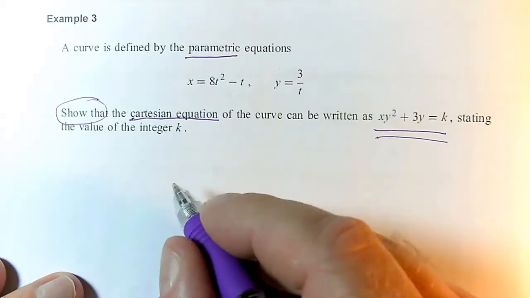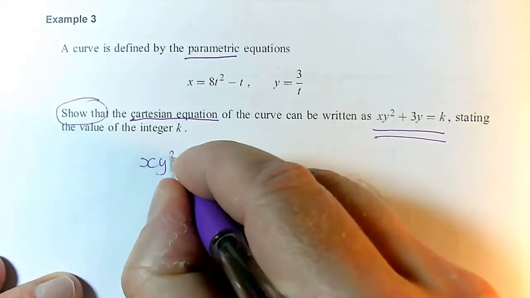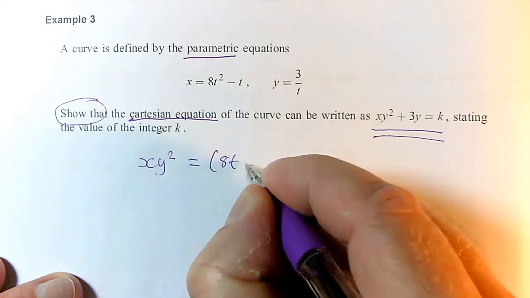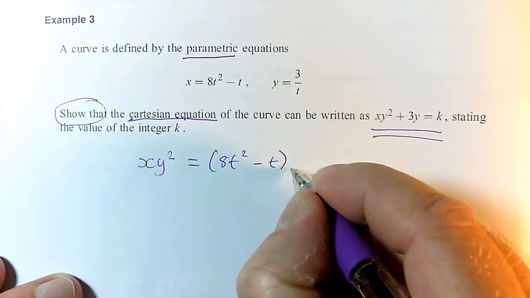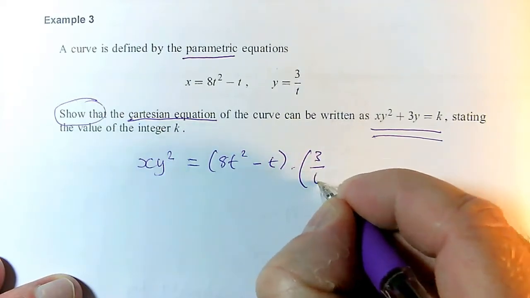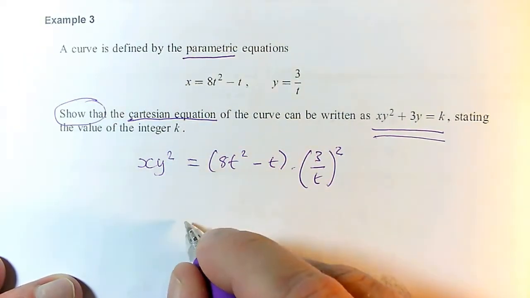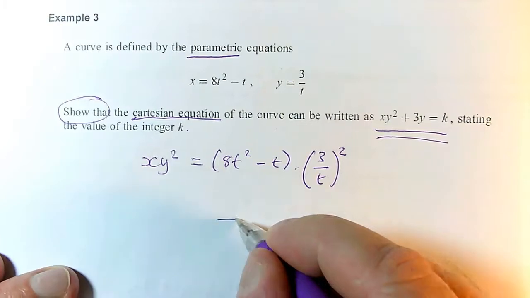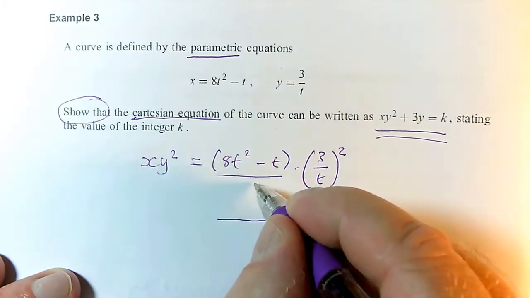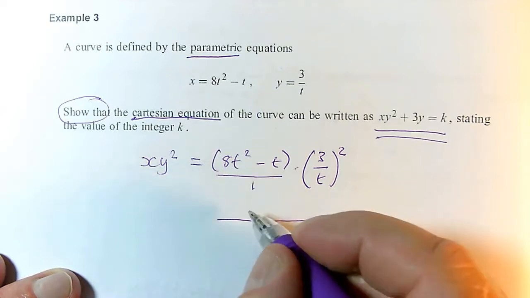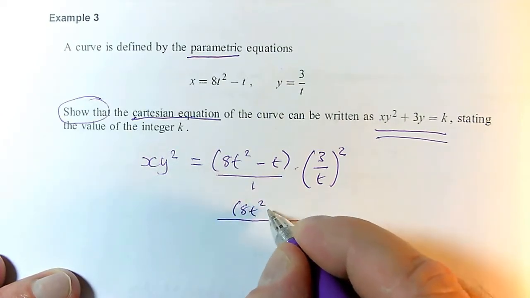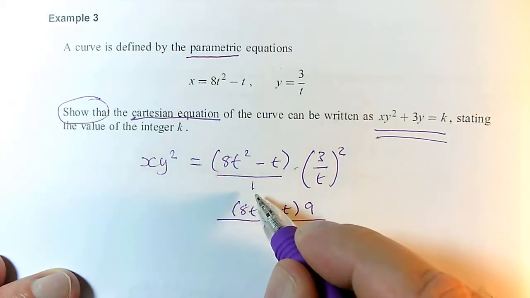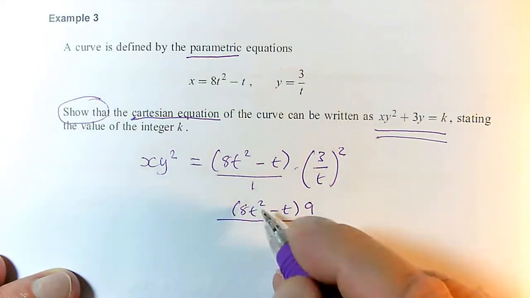Okay, so I'm going to just look at what xy squared is, because that's in the equation I'm aiming towards. So xy squared, well here's x, it's 8t squared minus t. And I'm going to multiply that by y squared, which is 9 over t squared. I'm going to put this as a fraction. This is 8t squared minus t all over 1. So on the top I'm going to get 8t squared minus t multiplied by the top of this fraction, so that's times 9. And then on the bottom I'm going to get 1 times the bottom of this fraction squared, which is t squared.